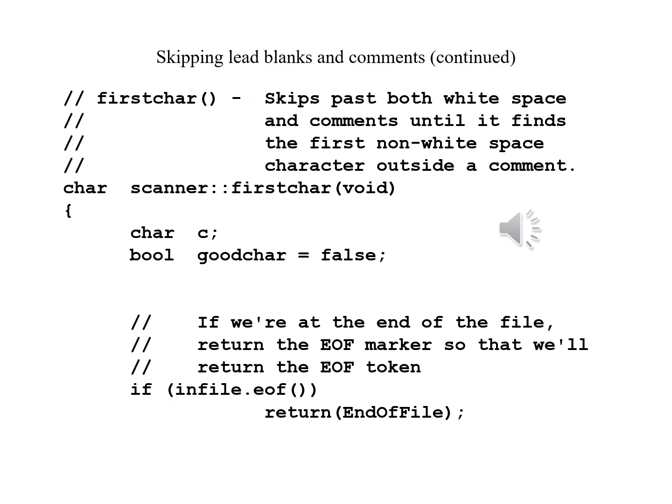The method firstChar will skip by both whatever whitespace characters we have and comments until it finds the first non-whitespace character that is outside of a comment. C is the character that we're looking to get, and good char is a Boolean value, initially false. We haven't found a good character yet. If we are at the end of the file, we'll return a marker for the end of the file, so that this way we know that we're going to be returning the token end of file.